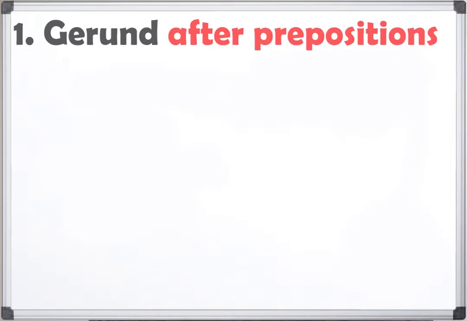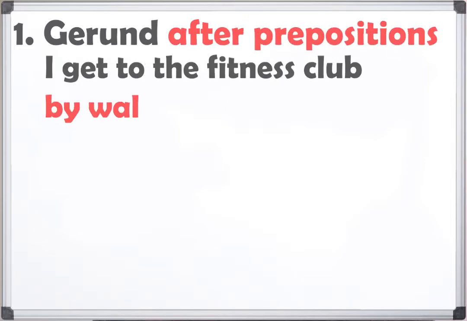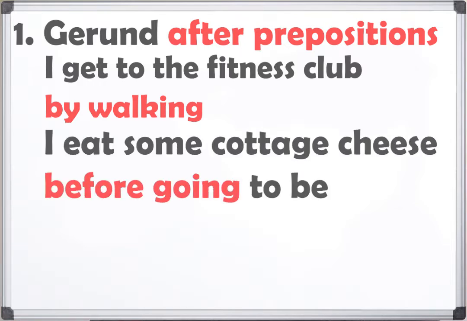Secondly, we tend to use gerunds after prepositions. I get to the fitness club by walking. I always eat some cottage cheese before going to bed. Preposition, gerund, or maybe preposition, object, which brings me to my next point.